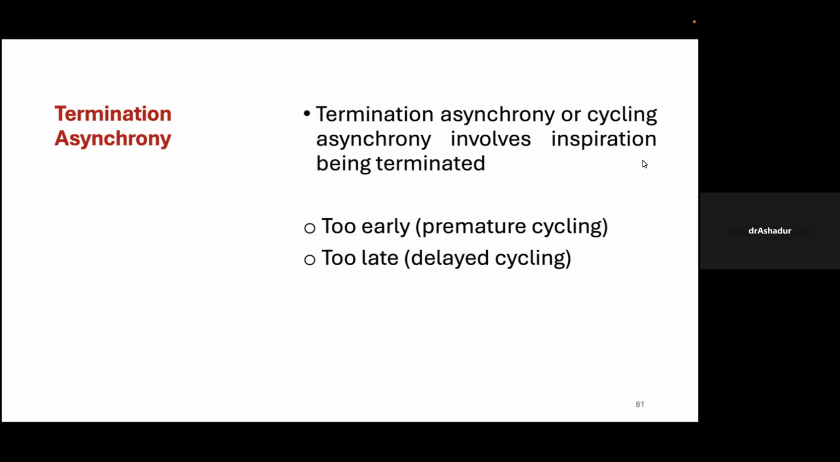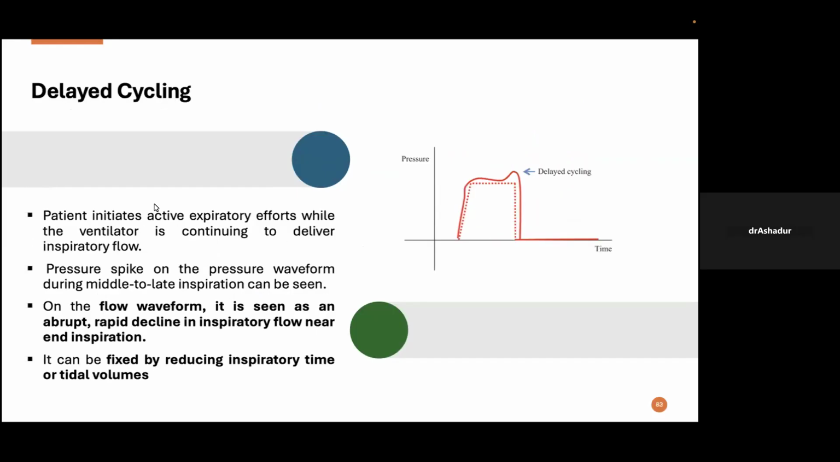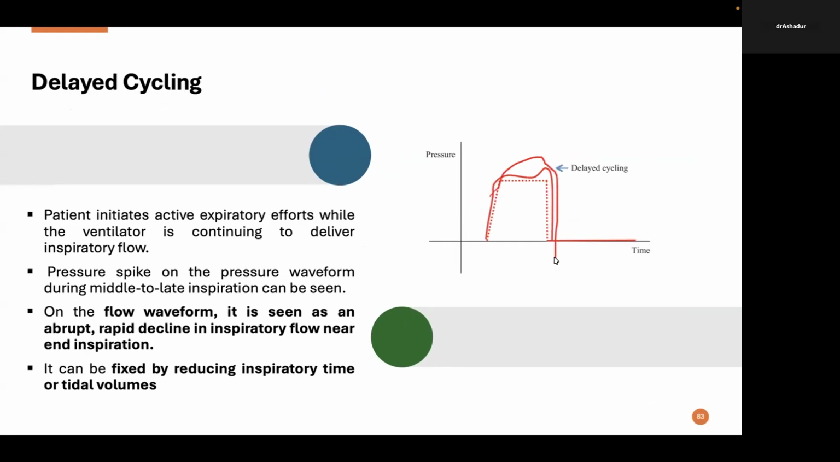So termination asynchrony, as I told you, was there in the flow curves. So here you can see premature cycling looks something like this. Delayed cycling: suppose this patient should have come like this, but now it is again going up, not coming down. So probably there is delayed cycling in this patient.